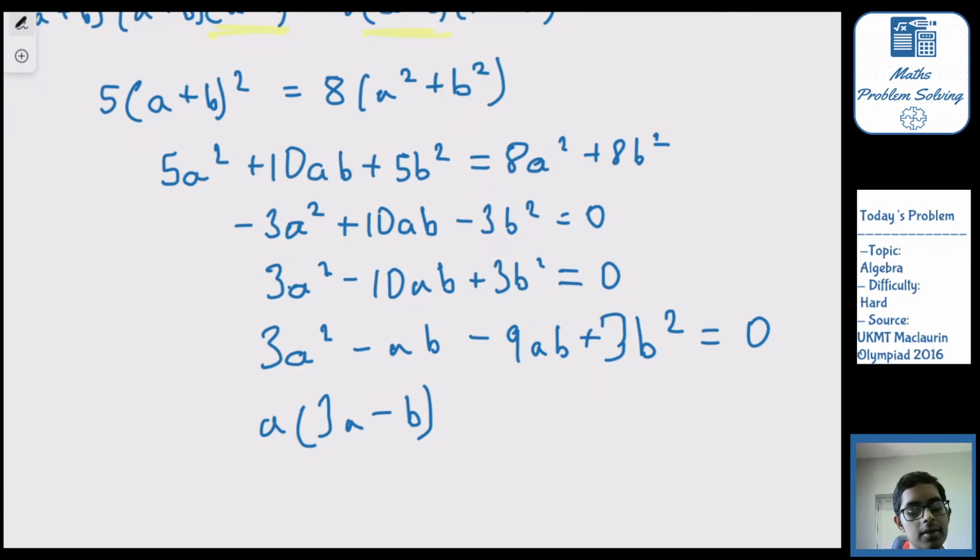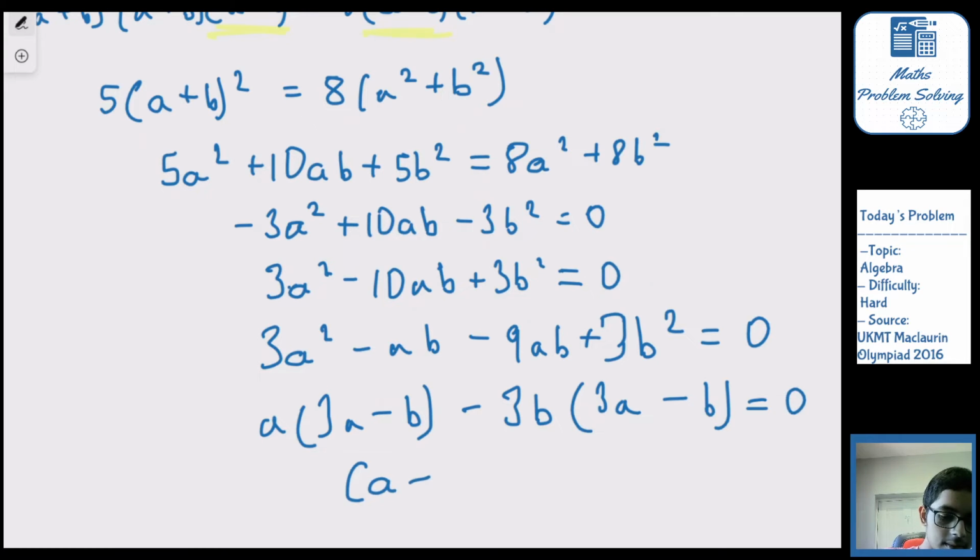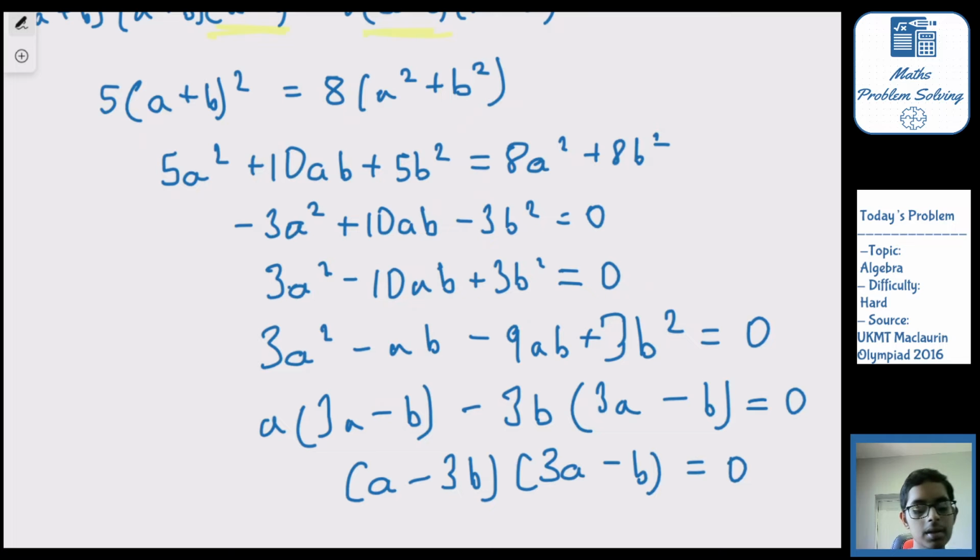And now hopefully, if everything works out, we're going to get the same thing with the minus 9ab plus 3b squared. So let's also factorize 3b out of all of this. And now let's just be very careful with the negative signs. So positive 3a, because positive 3a times negative 3b equals minus 9ab, minus b equals 0. And now we have 3a minus b on both sides. So we can write this as a minus 3b times 3a minus b. All of this equals 0.